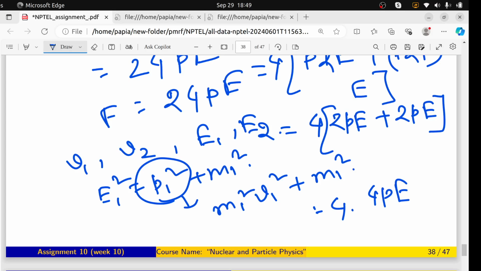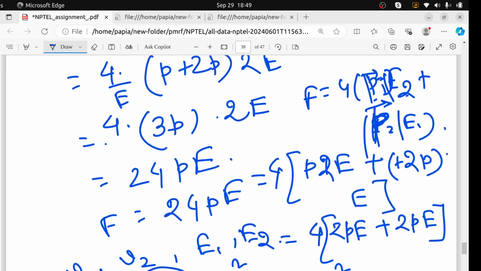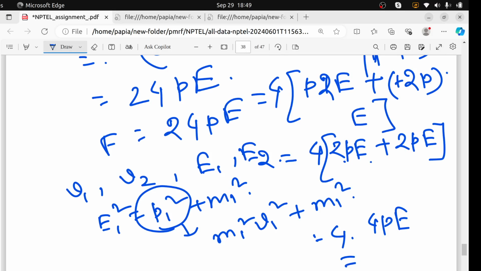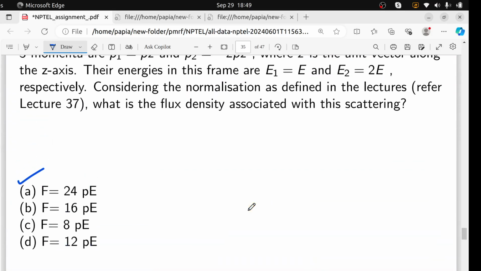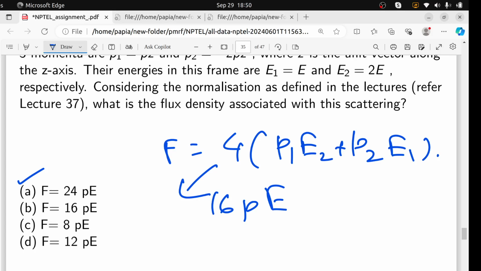No, ma'am. PE plus PE, 3 PE. Oh, sorry, E2 is 2E, so 16 PE. Okay. And E1 is E. So P1 E2, P2 E1: P1 is P, E2 is 2E, P2 is 2P, E1 is E. So it is 2PE, 2PE, so 4 into 2P, 2P. So 4 into 4P, so it is 16PE. Actually, from this also we can get it, but there is a 1 by 2 missing. So the same thing is there. So 2 P1 E2 plus P2 E1, from this it is 16. Yeah, fine. Right, exactly.